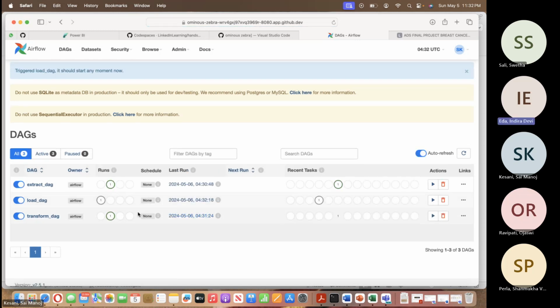Okay, let's run the load DAG to get the output. Let's run. Okay, after the load DAG has successfully loaded, my friend will continue.